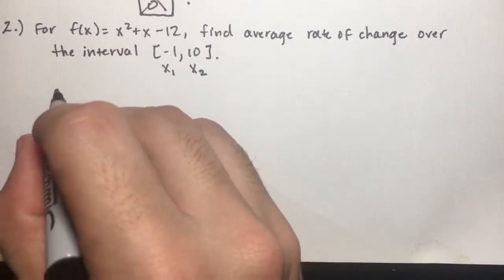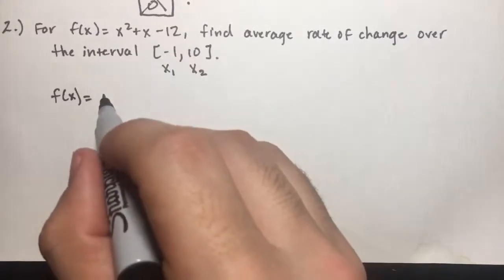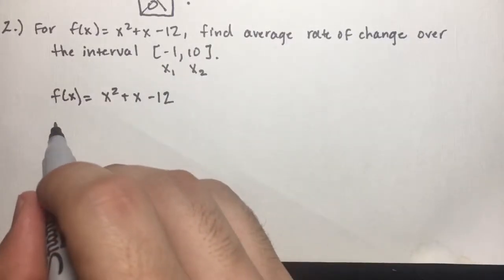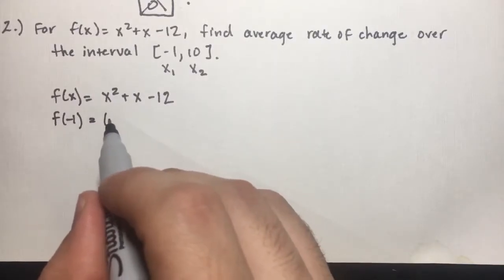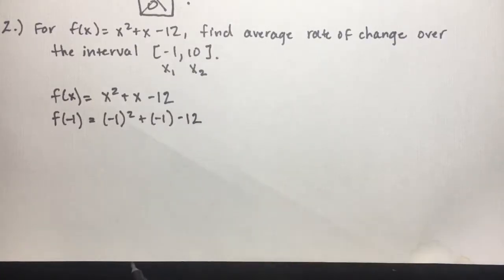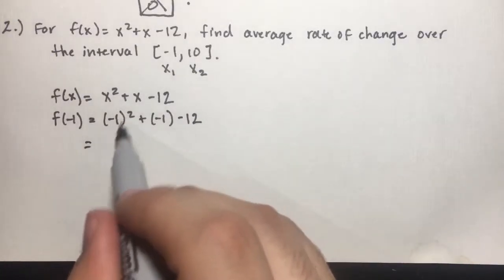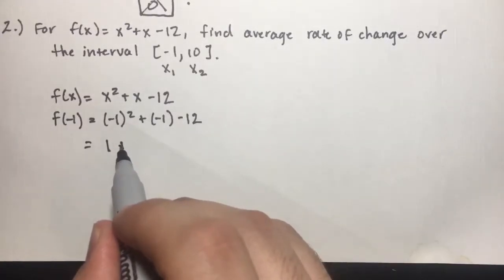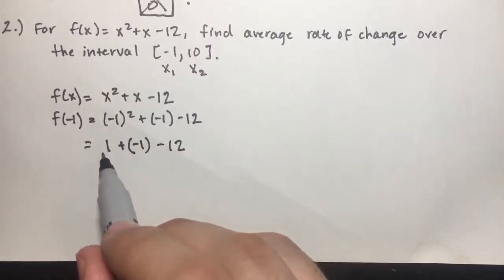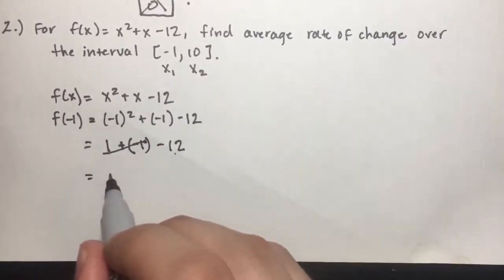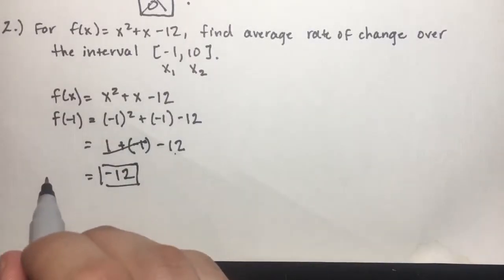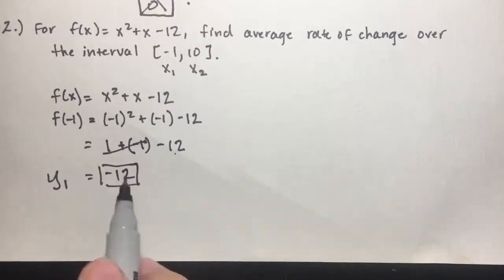So let's go ahead and do that. So for the first one, we have f of x equals x squared plus x minus 12. For this one, we're plugging in -1. So we have -1 squared plus -1 minus 12. So this will give us -1 squared is +1 plus -1 minus 12. 1 plus -1 is 0, and all we're left with is -12. Alright, so this is going to be our first y value, -12.